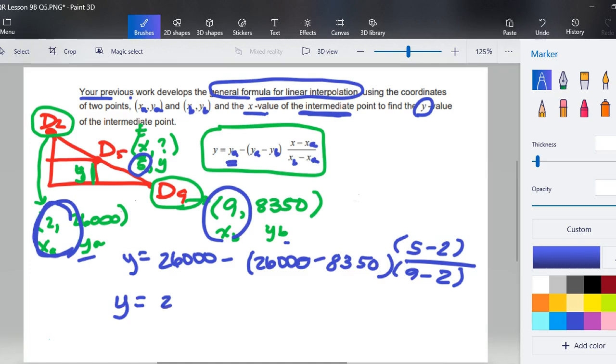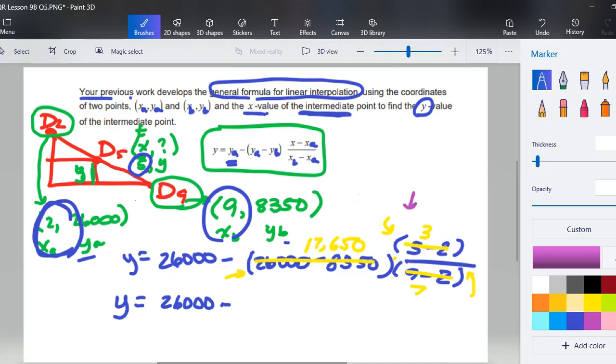To do the calculation, I'm going to rewrite my 26,000 because order of operations says if I have any parentheses, those need to be worked first, and then we need to do some division and multiplication, which can happen pretty simultaneously. So I'm grabbing a calculator, but not really. 5 minus 2 is 3. 9 minus 2 is 7. I'm going to grab a calculator and do $26,000 minus $8,350, and this amount in here is really $17,650. I'm going to hit clear a couple of times, and I'm going to start at the back end.